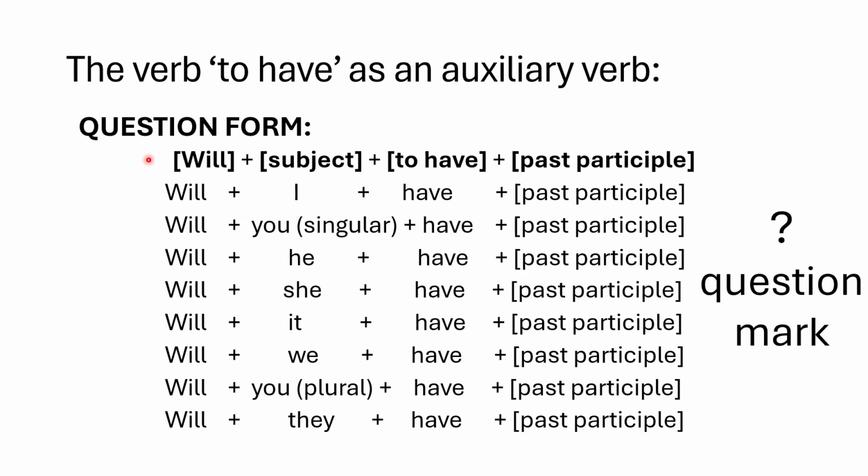The structure of a question follows this form: will plus subject plus the verb to have conjugated in the future perfect tense plus the past participle verb. The punctuation at the end of a question is a question mark.